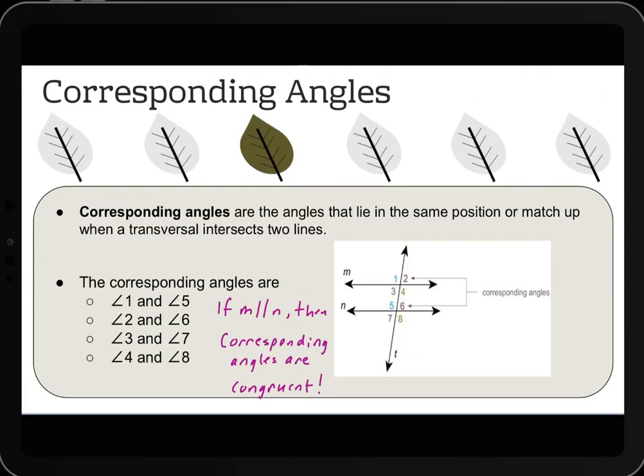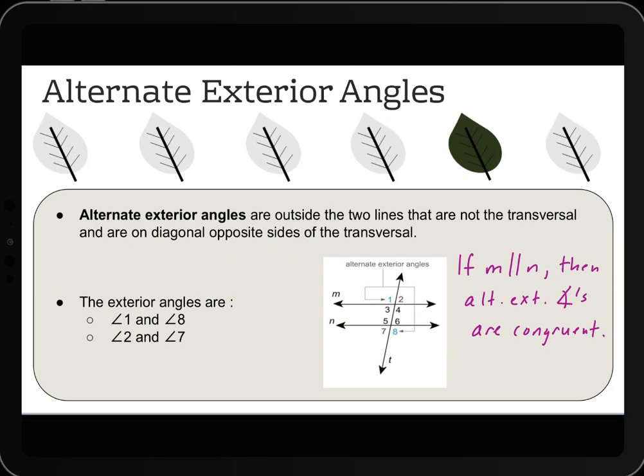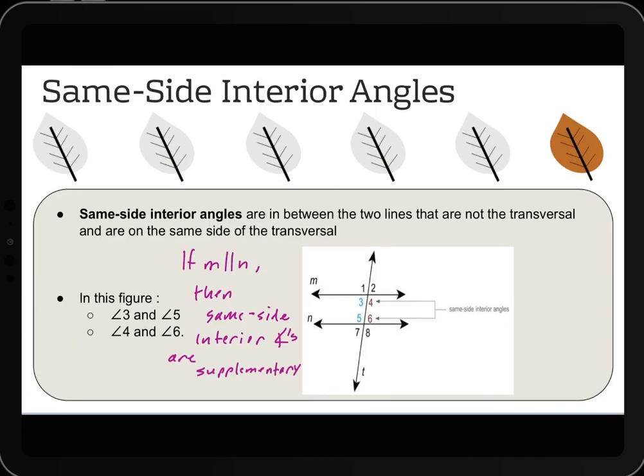We also recognize that corresponding angles are congruent, assuming, of course, or knowing that the lines M and N there are parallel as an example. We also know that alternate interior angles are congruent. Again, M and N are parallel if that's the case, or we know that they're going to be parallel if we know that the alternate interior angles are congruent. Alternate exterior angles are also congruent. Same side interior angles are supplementary.